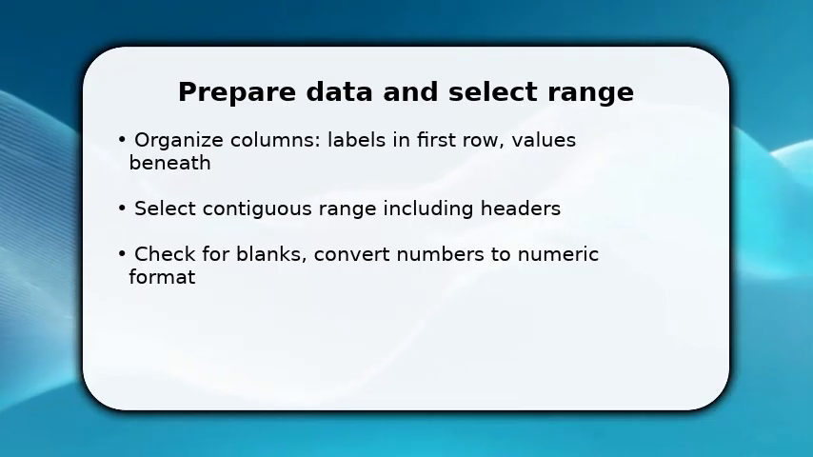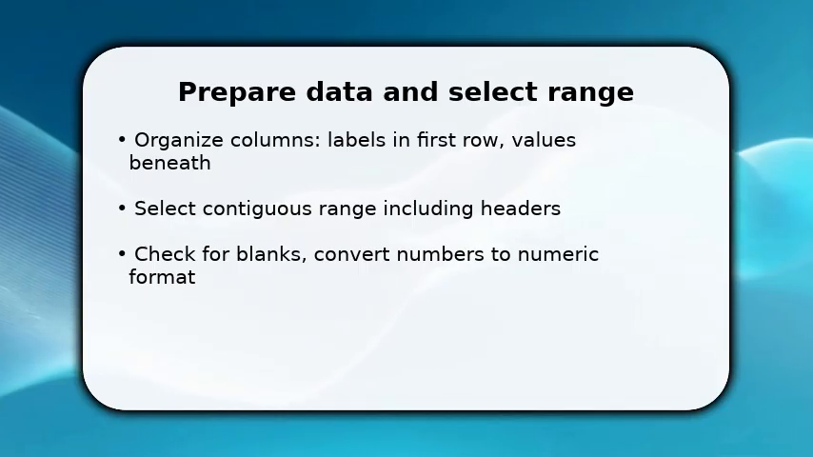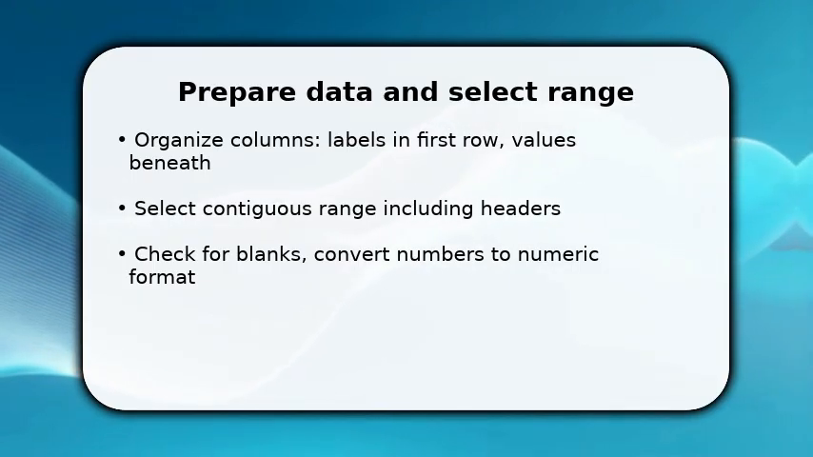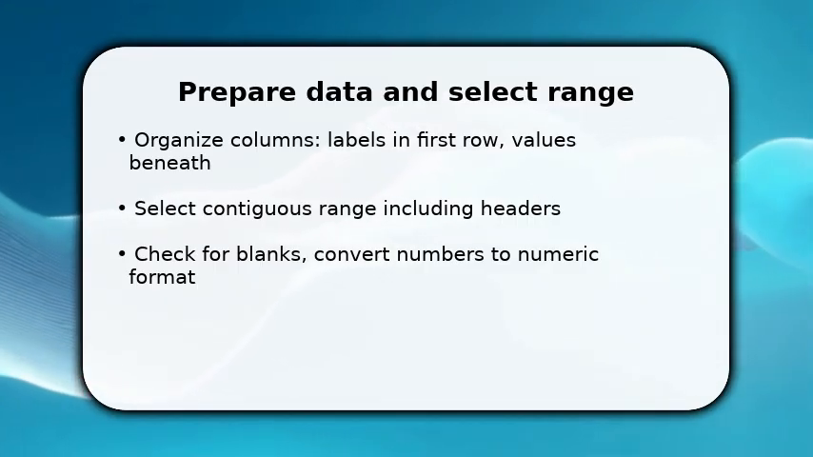You start by arranging your data so Excel can read it, labels in the top row and values below. Once done, select the contiguous range including headers. This tells Excel axis and series.